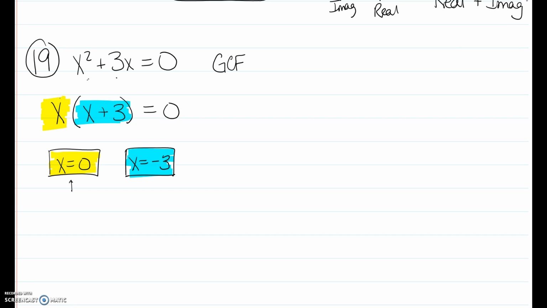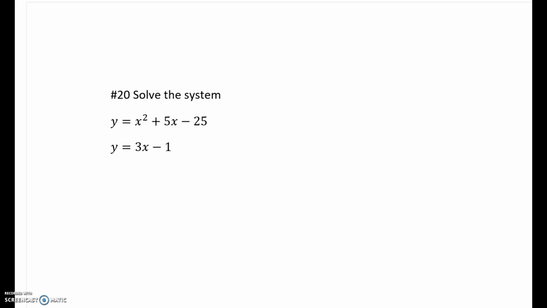Number 20, make sure that you actually wrote down what the system is. Here's the system for number 20 in case you didn't write that down. And for this problem, you would do x squared plus 5x minus 25 equals 3x minus 1. Move everything to one side to get 0 on the other side, and then factor and solve.